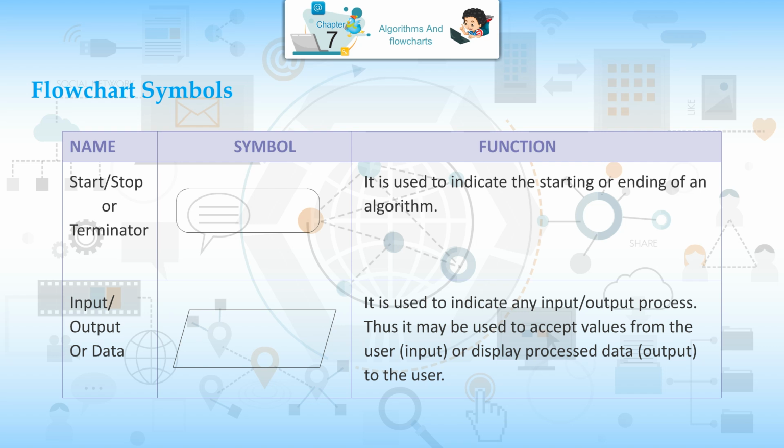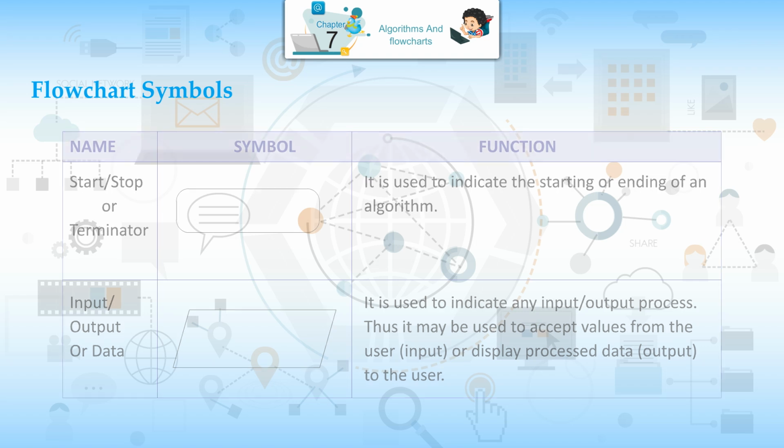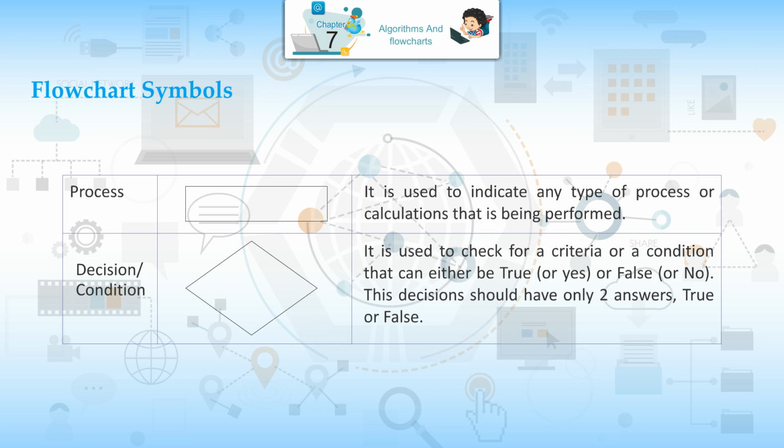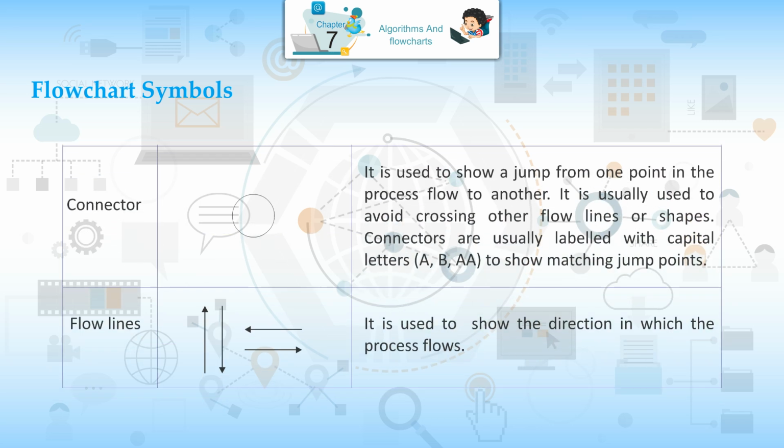Input or output or data. It is used to indicate any input or output process. Thus, it may be used to accept values from the user, input, or display processed data, output to the user. Process. It is used to indicate any type of process or calculations that is being performed. Decision or condition. It is used to check for a criteria or a condition that can either be true or yes, or false or no. This decision should have only two answers, true or false.